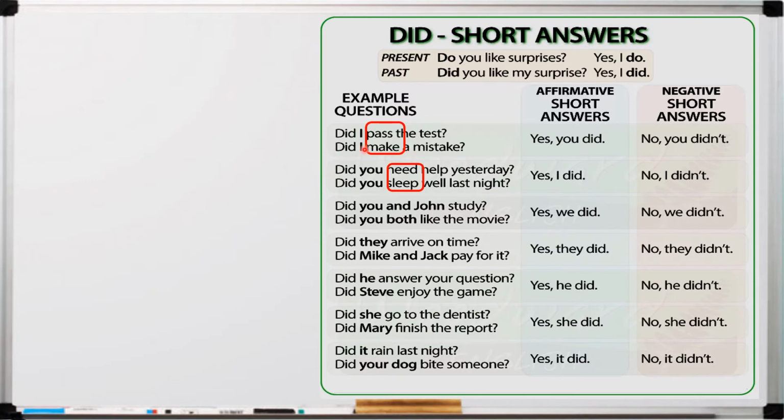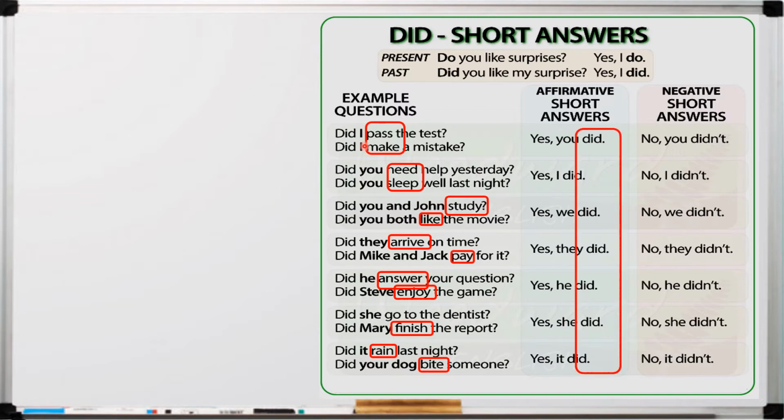Did I pass the test? Did I make the mistake? Did you and John study? Did you both like? Did they marry? Did Mike and Jack pay? Did he answer? Did Steve enjoy? Did Mary finish? Did it rain? Did your dog bite? And the answers will only need then the affirmative form of the auxiliary verb.